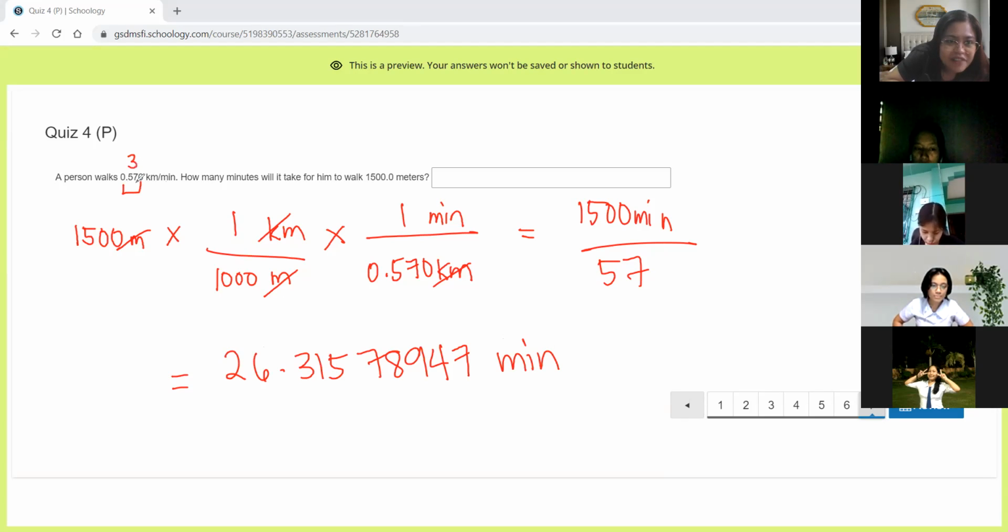Three. Okay, very good. Three: 5, 7, and the trailing 0. We also have the decimal point. And then how about this? How many significant figures? 5. Yeah? 5. Very good.